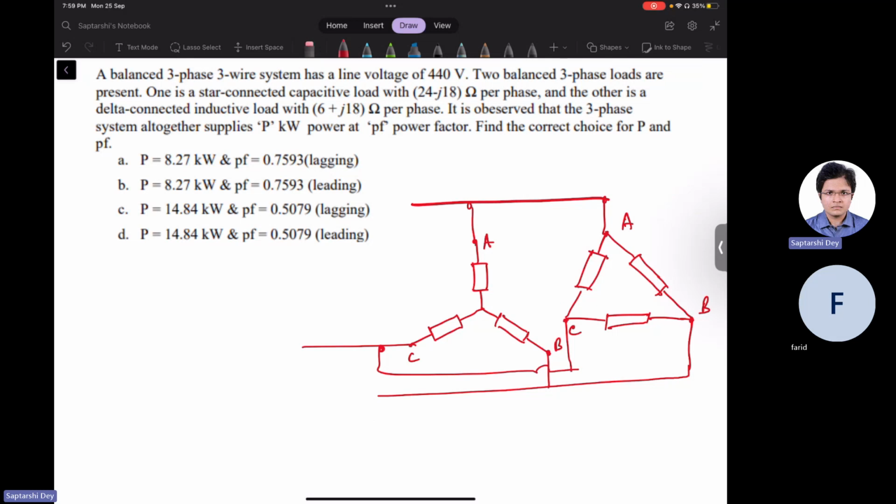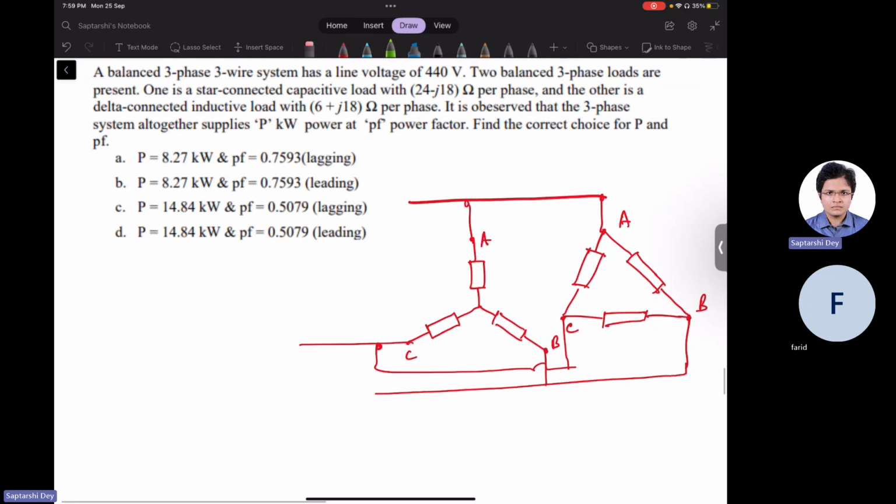Star current, capacitive load. Okay, so to find the power factor, when you are simply asked about the power factor, that means you have to look into the line current and the line voltage, and their relation will give you the power factor. Basically what you have to find out is this current and this current, then find their vector summation. So I will call this current IS, star current, and this ID, delta current.